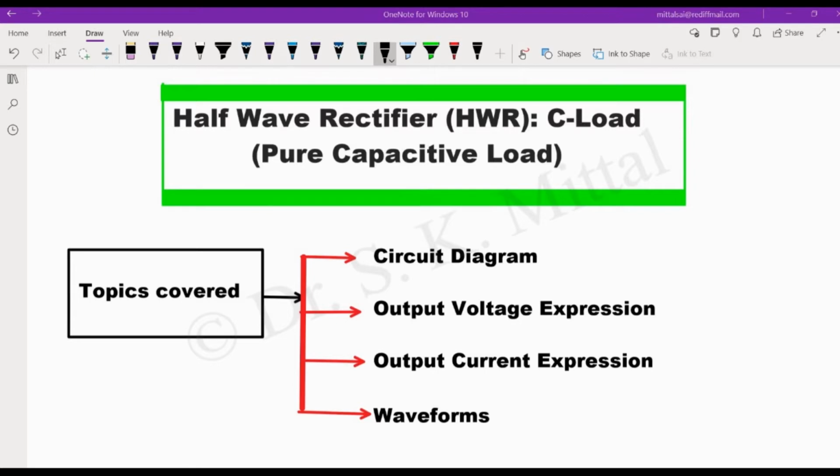In this lecture, I am going to cover half-wave rectifier with pure capacitive load. The topics covered will be the circuit diagram of the half-wave rectifier with the load, the output voltage expression of the load, the output current expression, and the relevant waveforms.